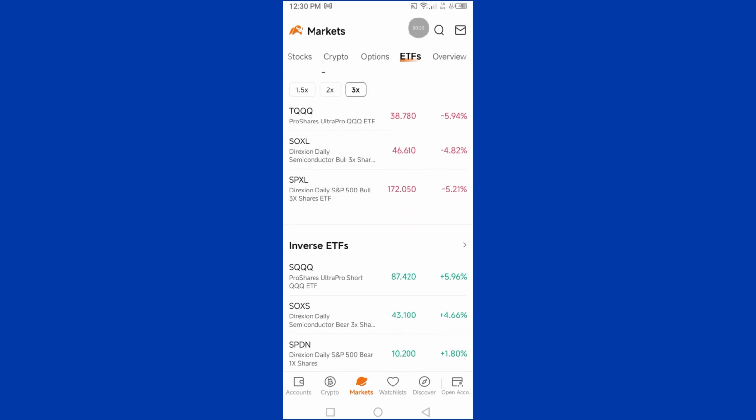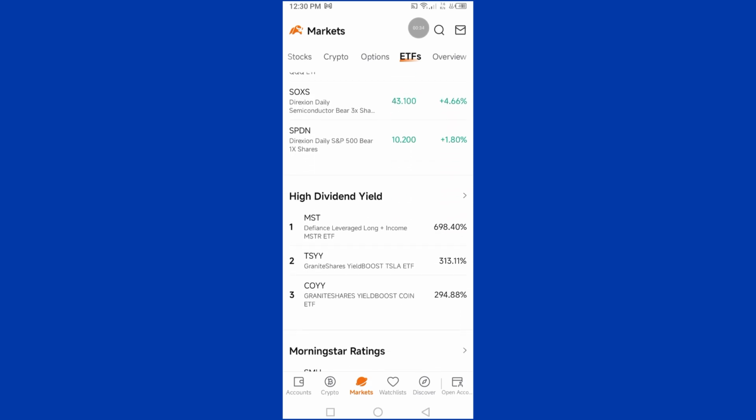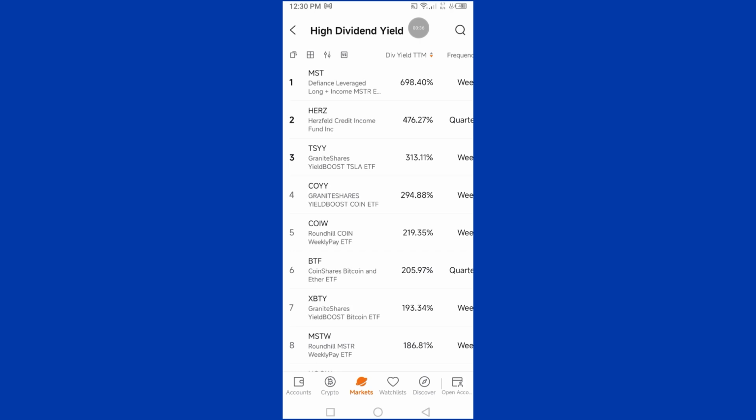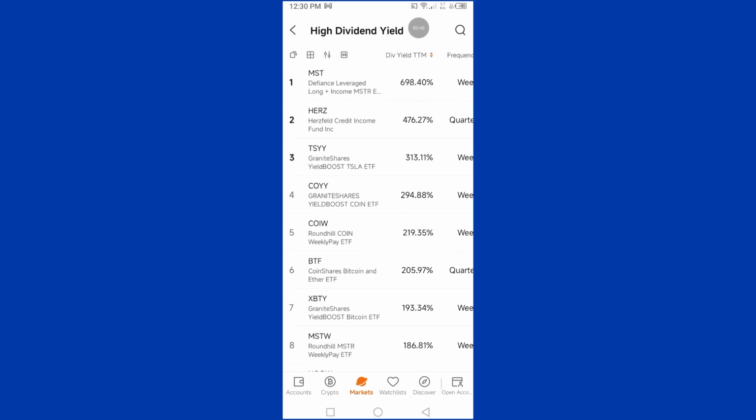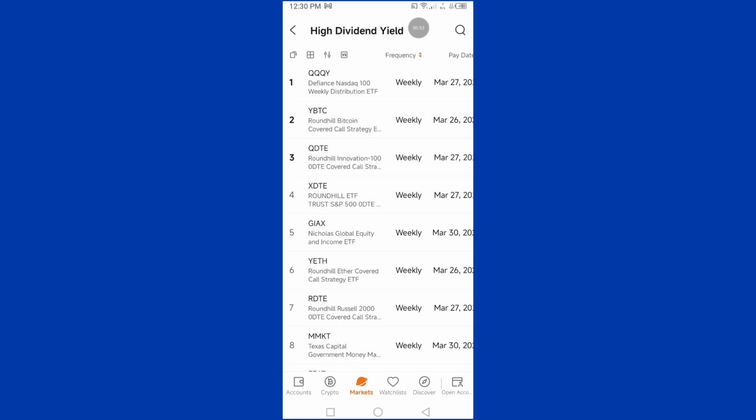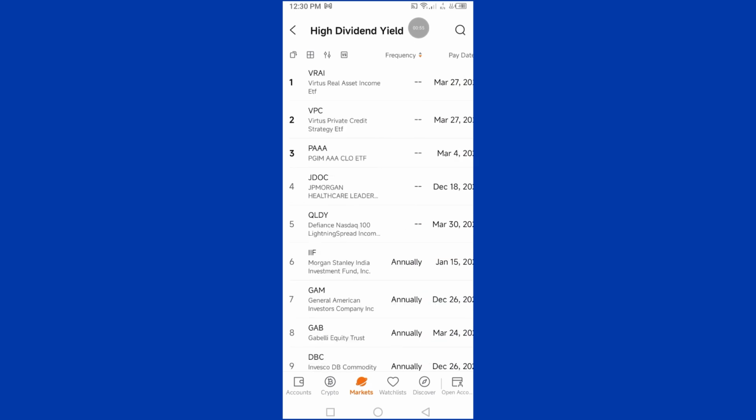This section shows a variety of high-paying dividend ETFs available in Canada. From here, I can sort and filter based on dividend yield, frequency, like monthly or quarterly payouts, pay dates, ex-dates, pricing, turnover, and other useful metrics. Everything is displayed clearly, making it easy for me to compare different options side by side.